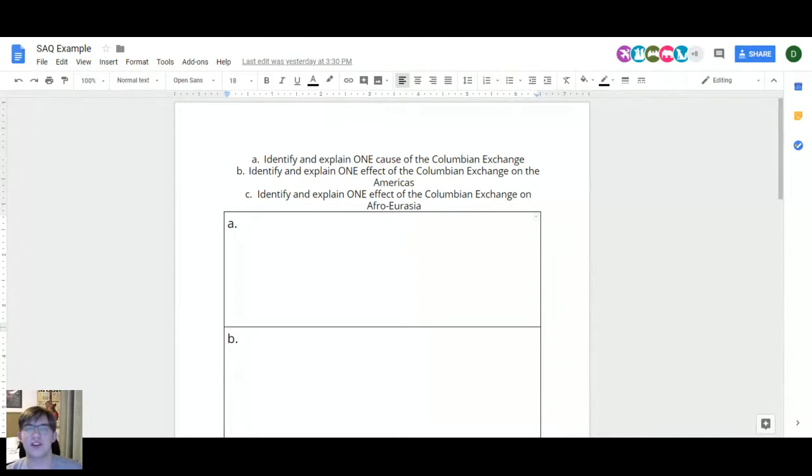So basically, this is the question. We're going to go A, B, C, and I'm going to take your actual example. So you're going to be the ones to actually write the SAQ part by part. So first, A, identify and explain 1 cause of the Columbian exchange. Simple enough. First, let's start with just our answer.